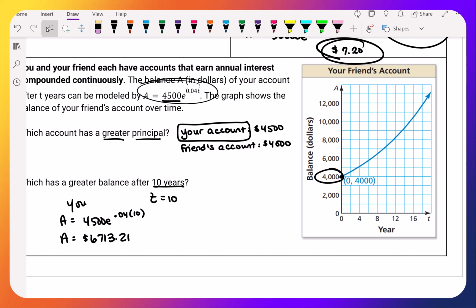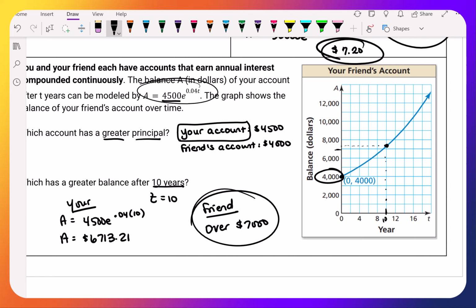Now this is your account, but your friend's account, which is the graph, where is 10 years? So this is years. Where is 10? This is 10. So you need to track up here and figure out where this is. Now, all you've got to do is make sure that this is either more or less than how much you have in your account. But if you track it back over here, it looks like that's going to be $7,000. So it's going to be at least over $7,000 according to the graph. Who has more money after 10 years? Your friend does. And that's it.